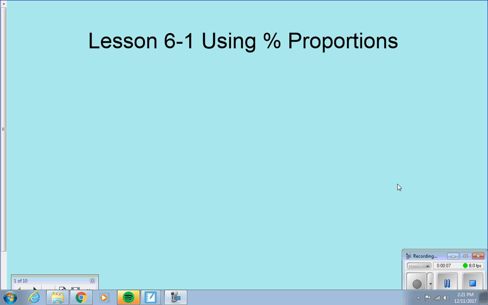Lesson 6-1. Wow, chapter 6, lesson 1. We're talking about percents. This whole chapter's on percents. Now here's the thing. We did most of this chapter last year, so it shouldn't be much of a shocker to you because you've done a lot of this before. And a lot of it you're going to say, oh yeah, I remember doing something like this at least.